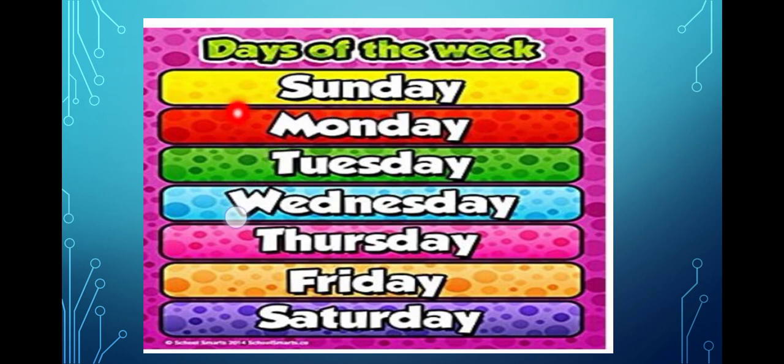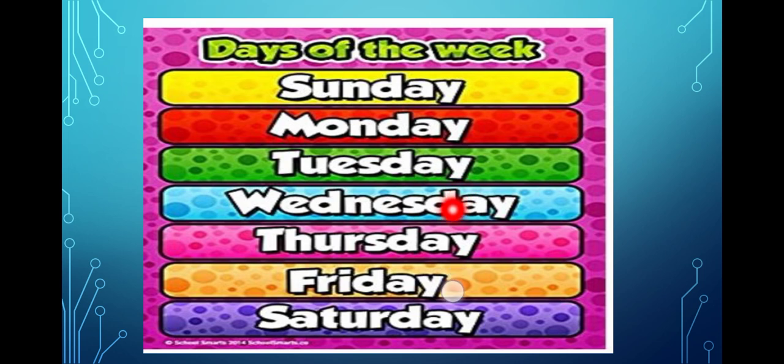You only need to know that there are 7 days in a week, and Monday is the first day of the week, Sunday is the last day of the week, and Wednesday comes after Tuesday. Or, suppose, Friday is between Thursday and Saturday. These things only you need to know, and you also need to know the spellings of all these days correctly.